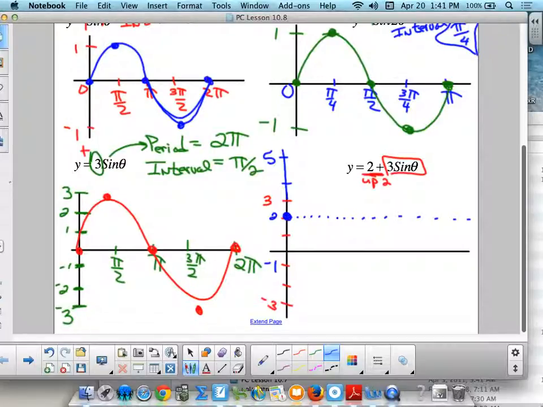Oh, I forgot to ask the key question. What's the period? If this is 1, the period is what?